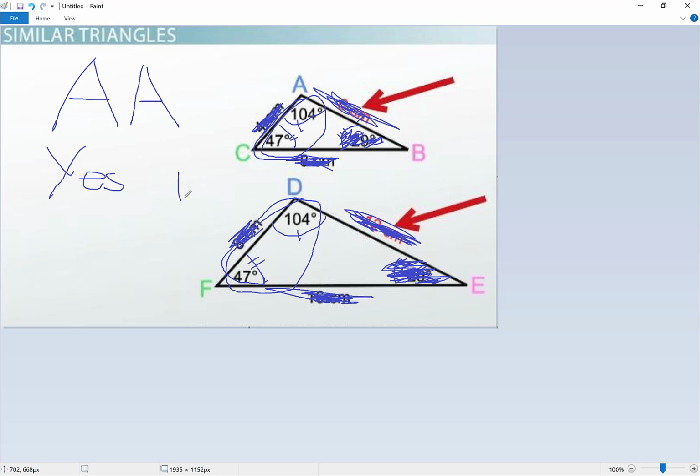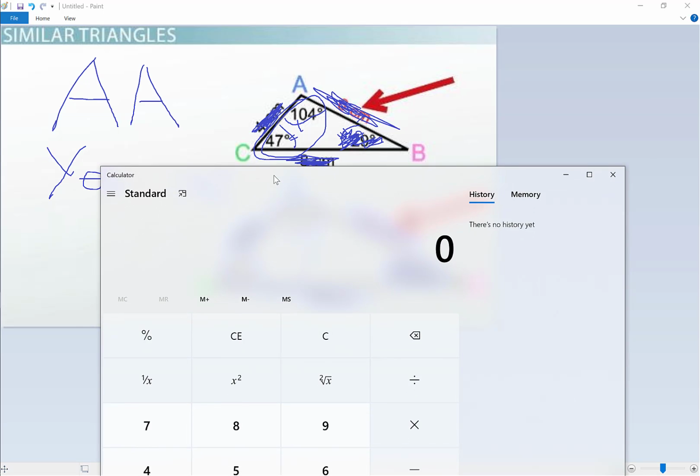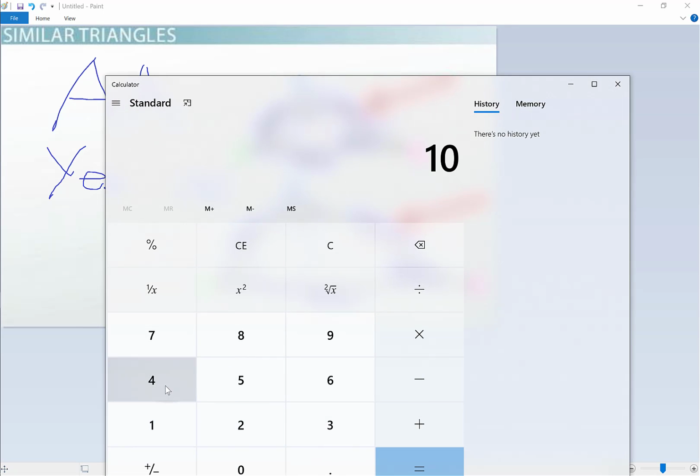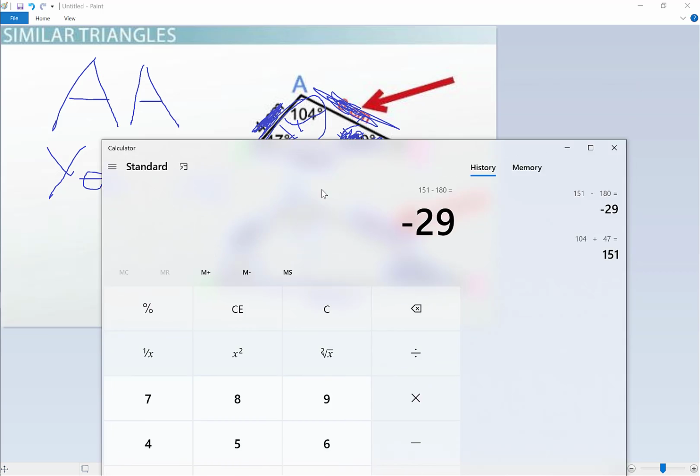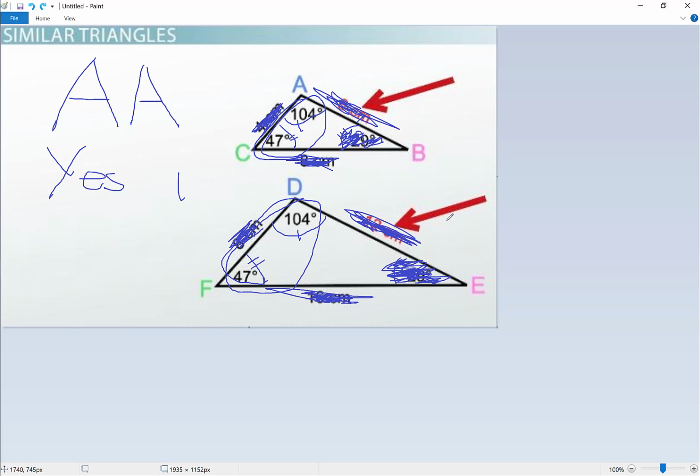Because every single triangle has 180 in it. So if we take out a calculator and I were to do 104 plus 47, you get that, and then you take it away from 180. Of course you're going to get 29. Boom. And then if you do the same thing with the 104 and 47 down here, you add them up and you subtract them from 180, of course you're still going to get 29. That's why just 2 angles is enough.